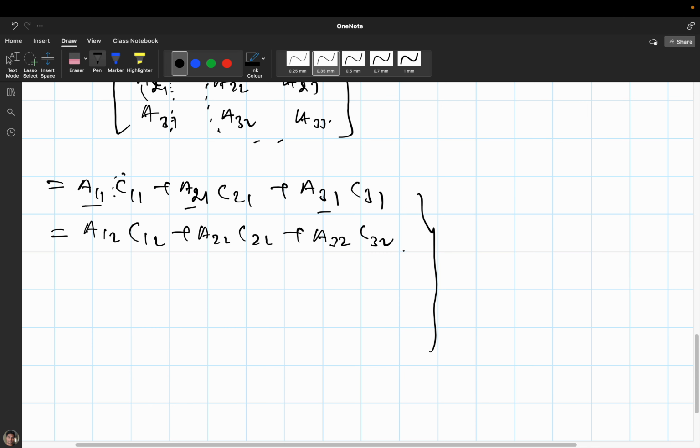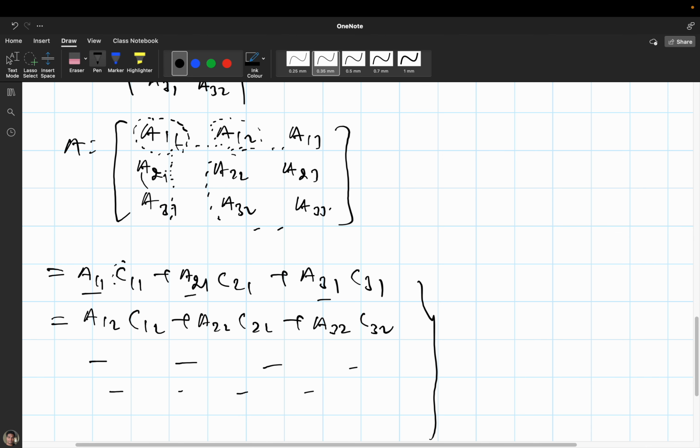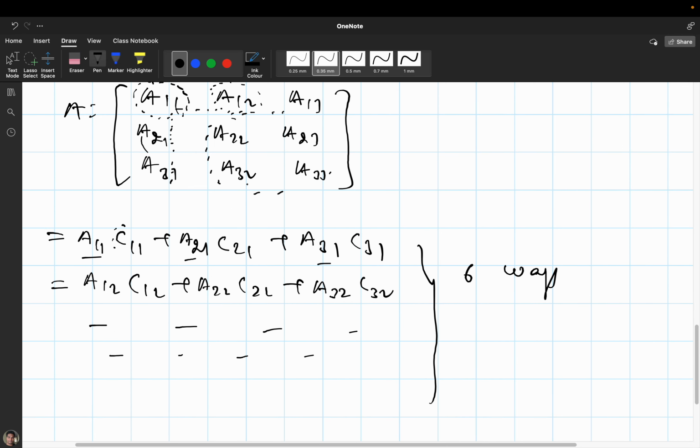Sir, there should be 9 ways. How 9? If it's a 3 by 3 matrix, then for each individual term we can have... No. I am taking consecutive rows or columns: 1, 2, 3 or 1, 2, 3. So there are 6 ways. If you are taking either whole rows, row 1, row 2, row 3, or whole columns, there are a total of 6 ways. So this is the concept of the determinant of A.